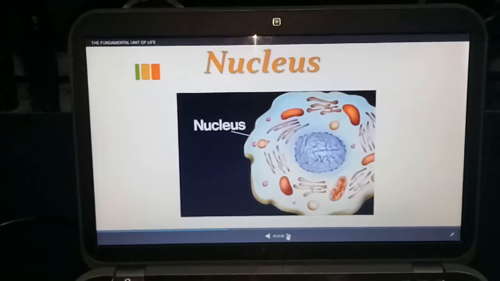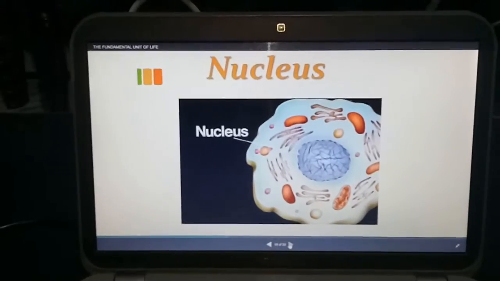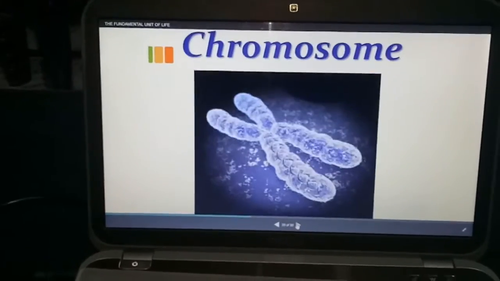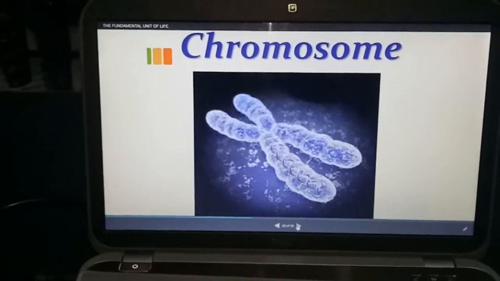The structure of the nucleus. This diagram shows the nucleus. This diagram shows the nucleolus. Then this is the chromosome.